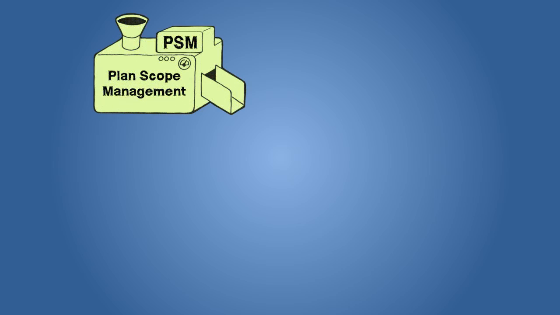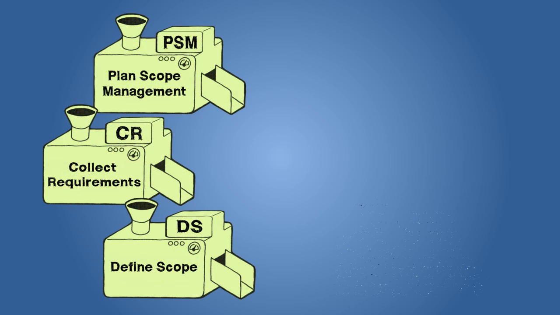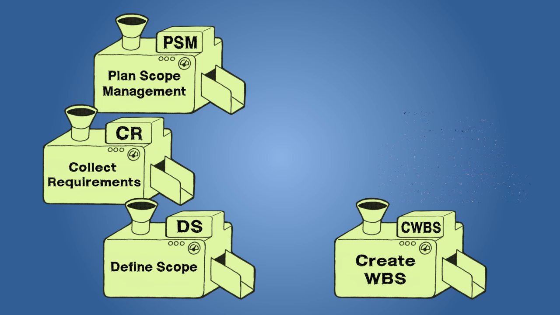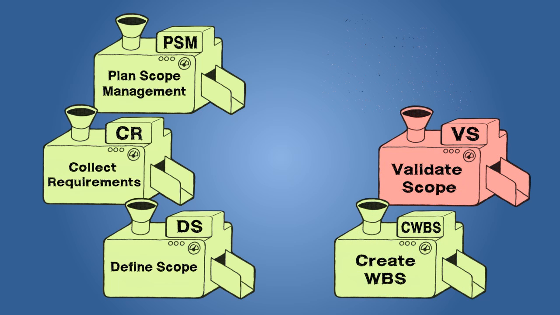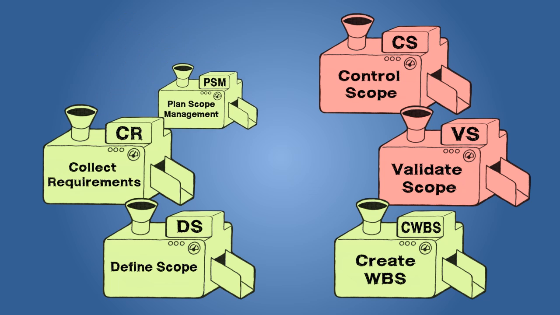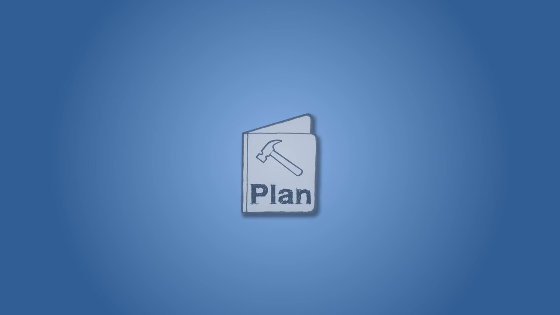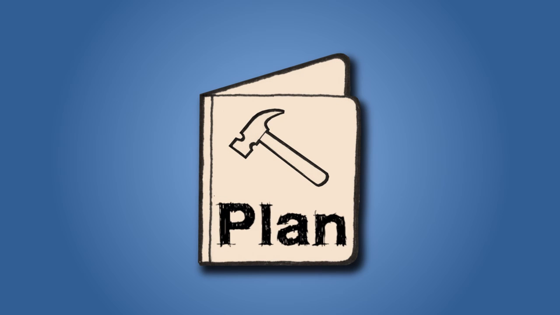In the scope management section, we'll examine the 6 processes that are defined in the scope management knowledge area. These processes include plan scope management, collect requirements, define scope, create WBS, validate scope, and control scope. At the end of this section, you'll understand the 6 scope processes and how they help a project manager to deliver the product, service, or result that has been promised in the project management plan. No more and no less.